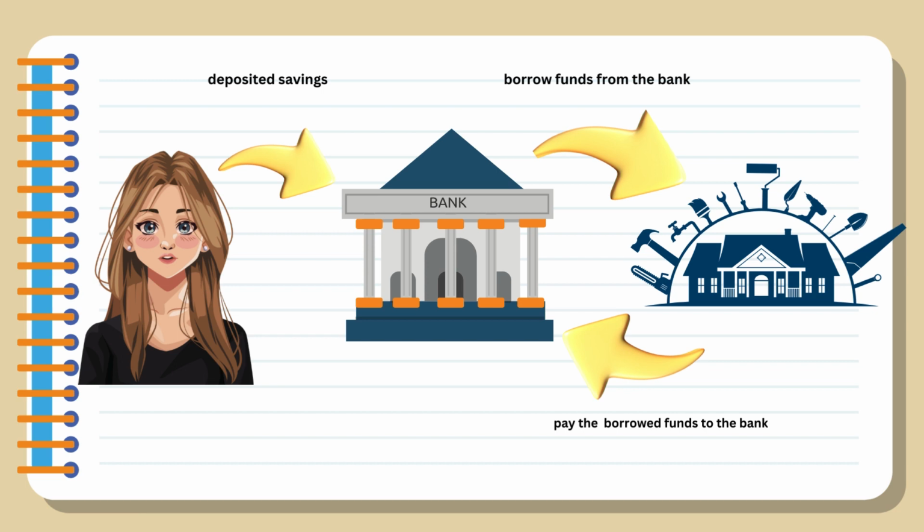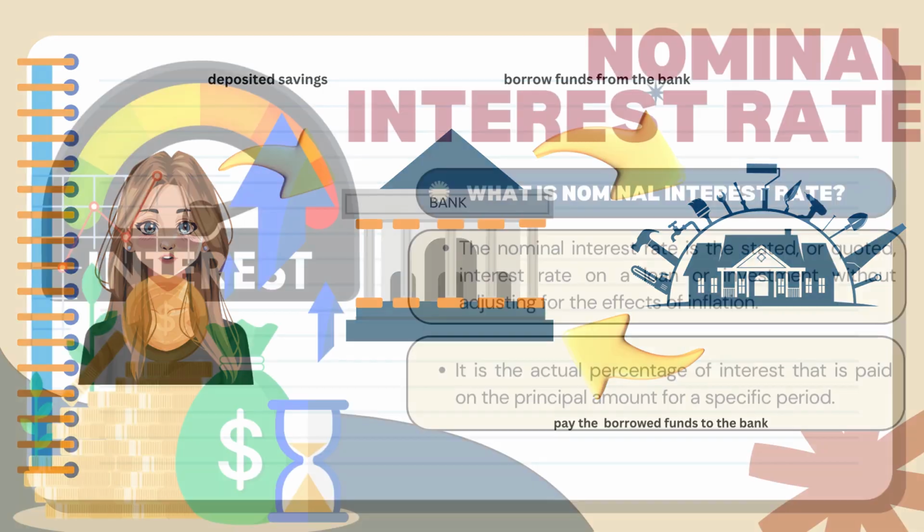So this cycle highlights how the market for loanable funds facilitates the flow of funds from savers to borrowers and contributes to economic growth and development by enabling investment and creating job opportunities.